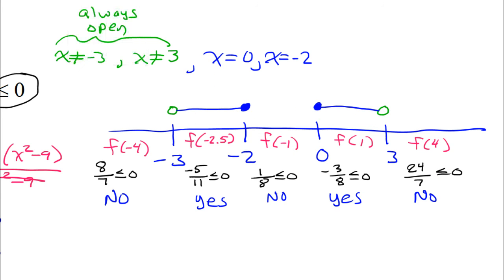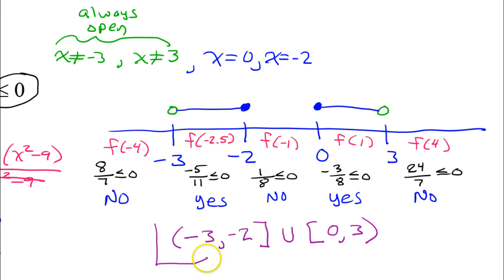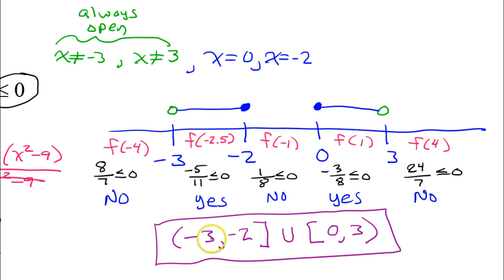So all I need to do now is write my answer in interval notation. So from -3 to -2, so that's -3 comma -2. But it's going to be round and then square bracket because of open circle, closed circle. Not included, included. Then union, bracket 0 to 3. All right, so this is the solution set in interval notation. All right, and that's how it's done.